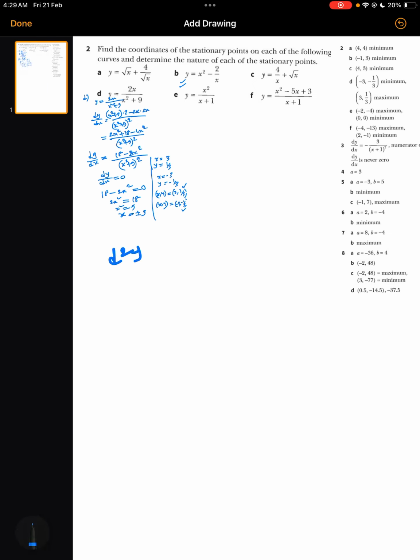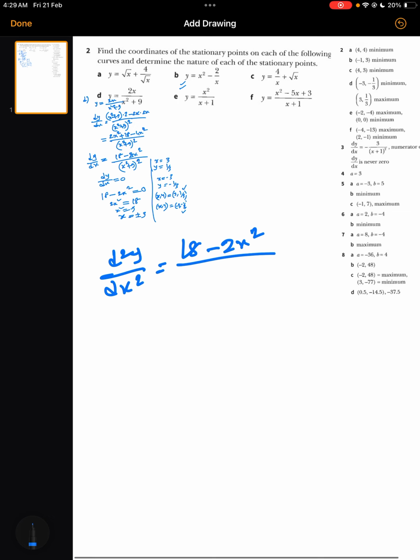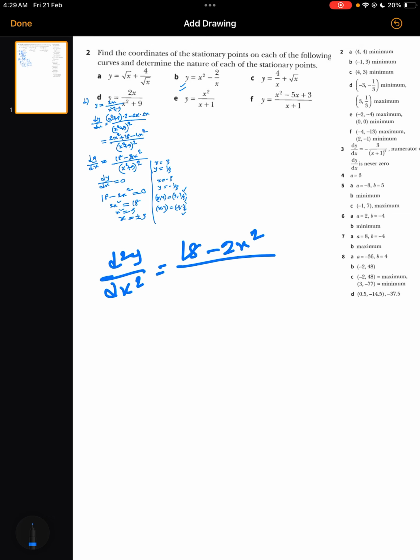So that's the second derivative. I'm sorry, this is exactly not the thing.